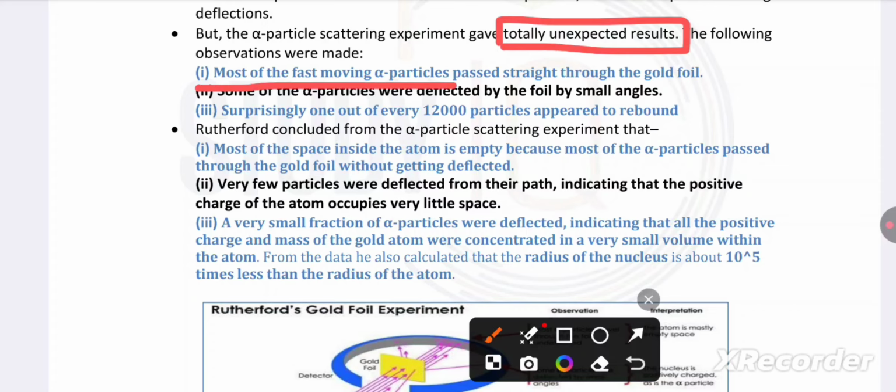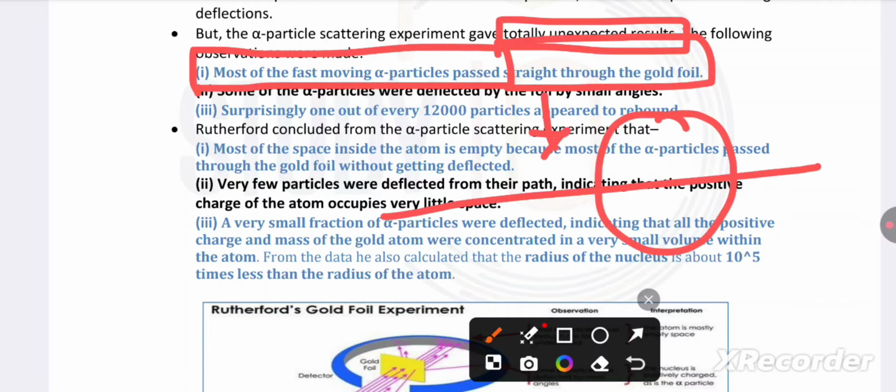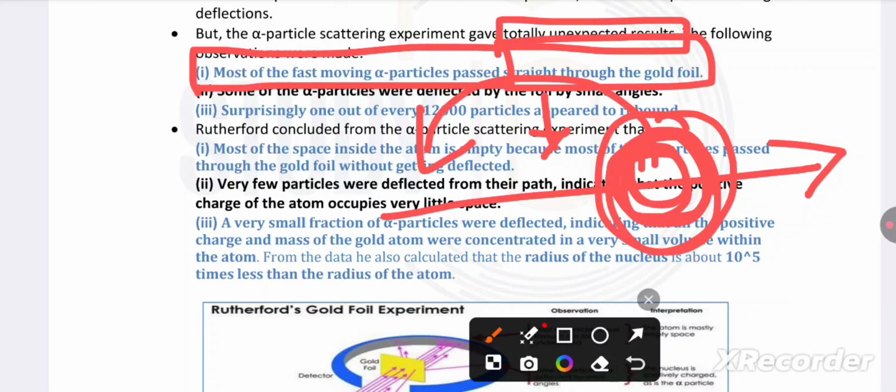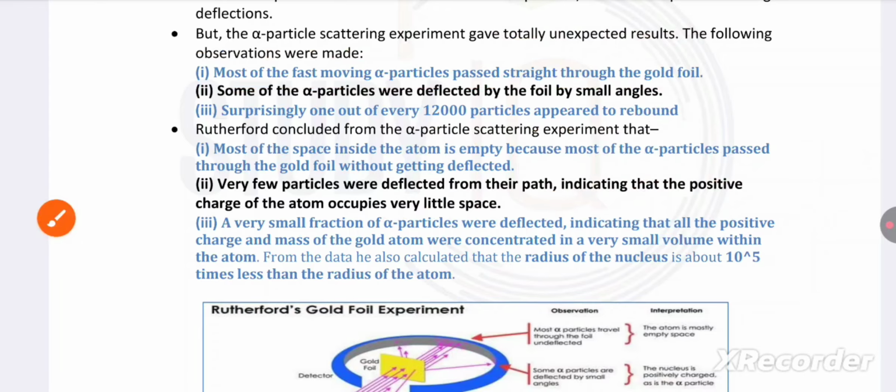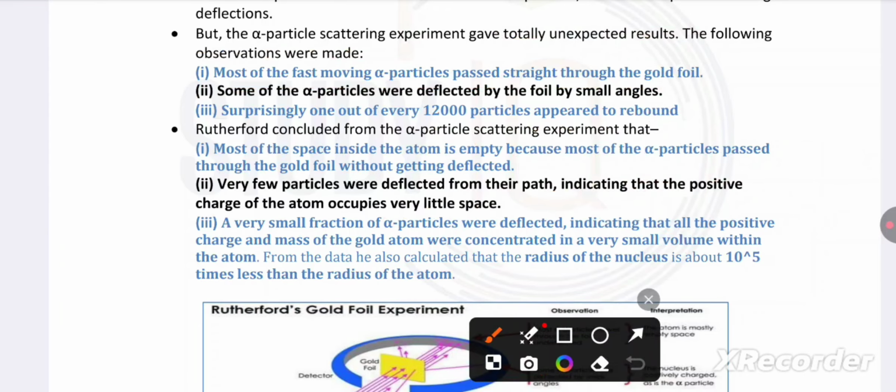Most of the fast moving alpha particles passed straight through the gold foil. What did it mean? If they pass through, then definitely this should be empty, right? Most of the particles went straight, which means most of the space is empty. Some alpha particles were deflected by the foil by small angles. Only a few were deflected.